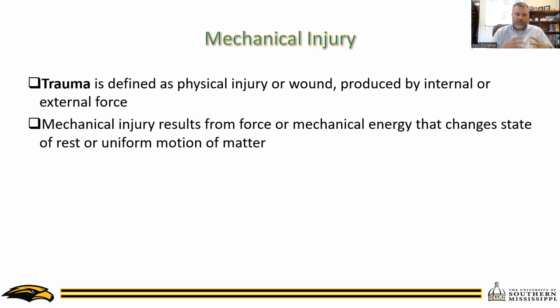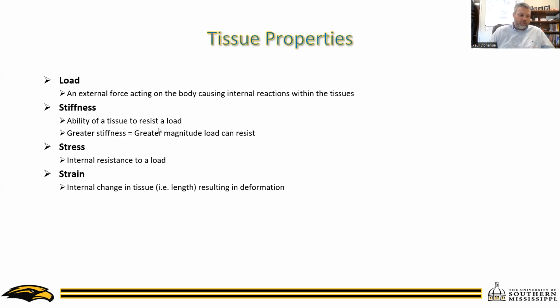And so the mechanical energy or the mechanical injury is going to result in some sort of change in the state of a tissue, and the uniform motion of that matter. Or in simplistic terms, when we talk about trauma or we talk about injury, we are going to be really limiting some capacity that we have to move, or to do what we're really looking for.